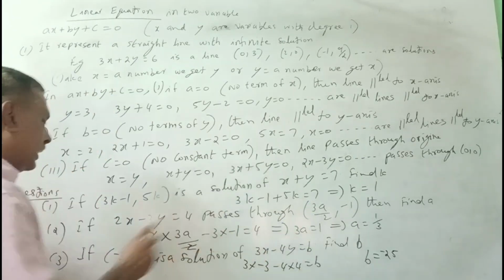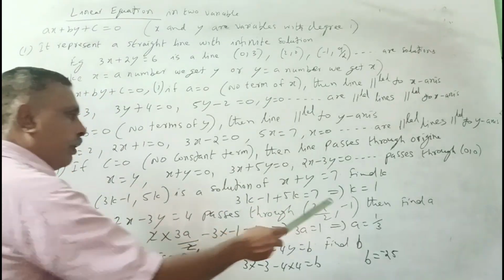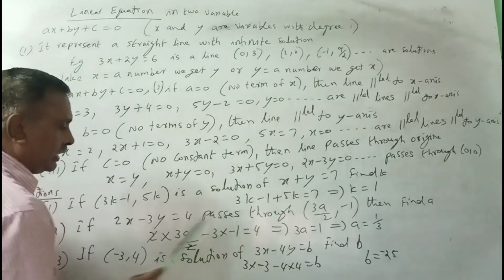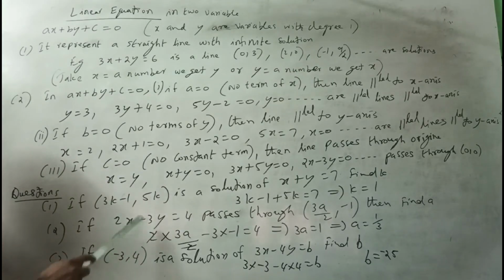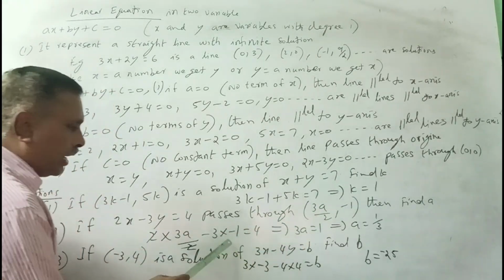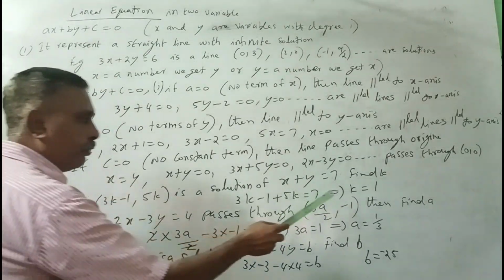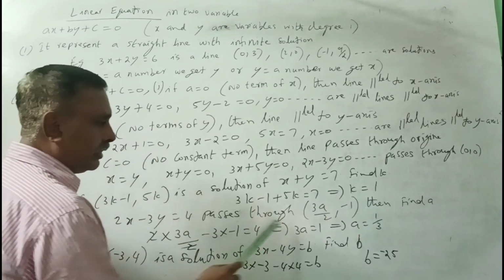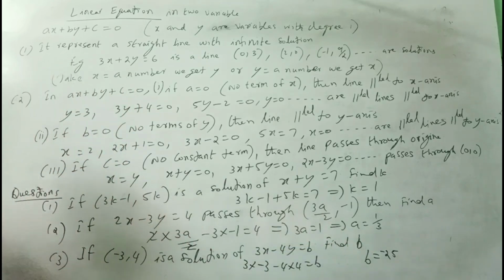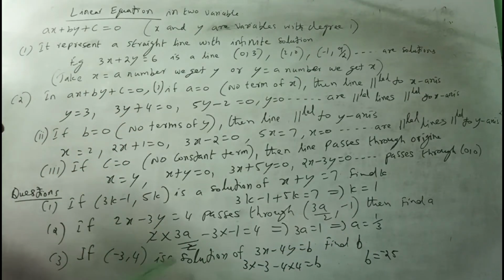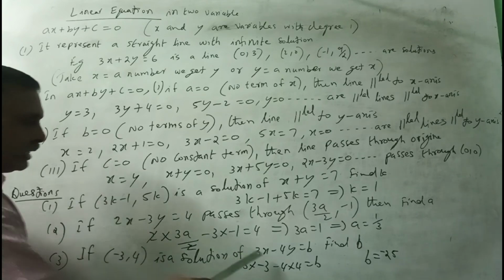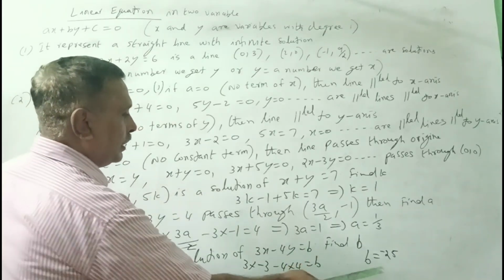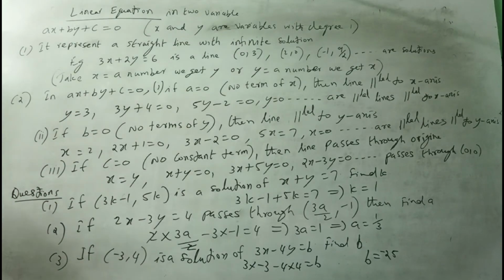Another question, if 2x minus 3y is equal to 4 passes through this point. Passes through means you can put x as 3a by 2 and y as minus 1. Find a. So I am putting here 2 into, in the place of x, 3a by 2, minus 3 into, in the place of y I put minus 1, is equal to 4 because here already 4 was there. Simplify, 3a is equal to 1, a equal to 1 by 3. Similarly, one more: minus 3, 4 is the solution of this. Put x as minus 3 and y as 4. Simplify, you will get that p is equal to minus 25.